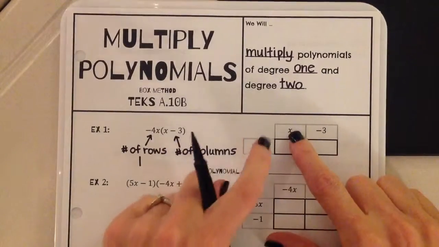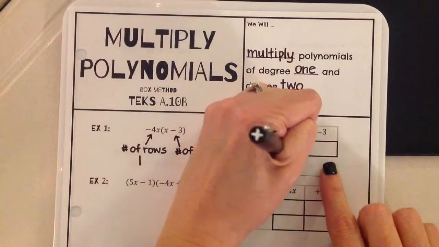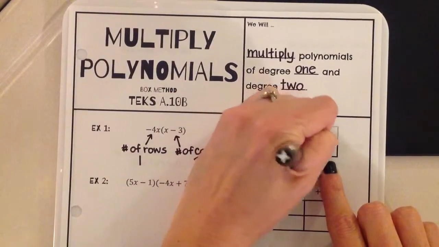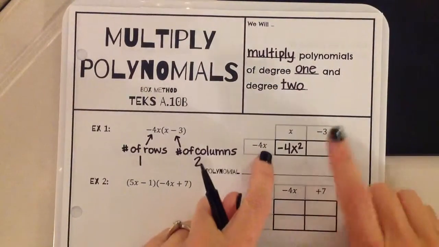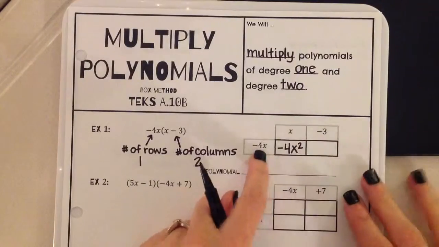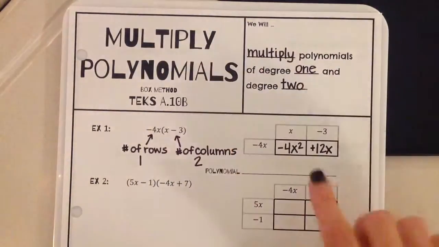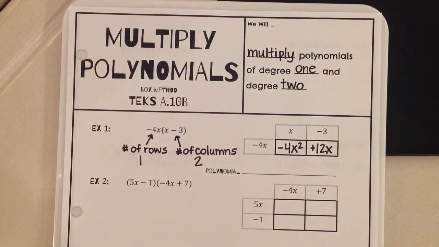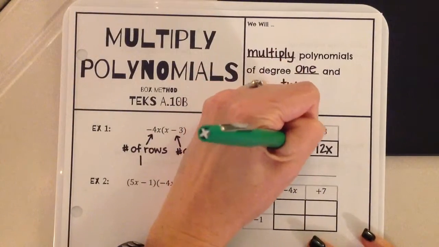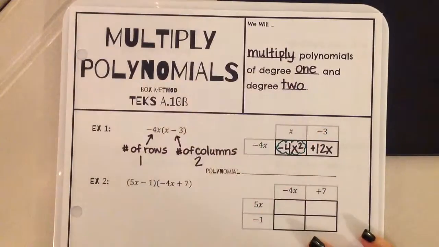Now we're going to start using our laws of exponent skills, and we're going to start multiplying. x times negative 4x is going to give me the product of negative 4x squared. And now I'm going to find the product of negative 3 and negative 4x, which is positive 12x. Okay, the bolded boxes are going to be our like terms. So we're going to look at our bolded boxes and see, do I have any like terms? And remember, for them to be like terms, the variable and the exponent have to match.